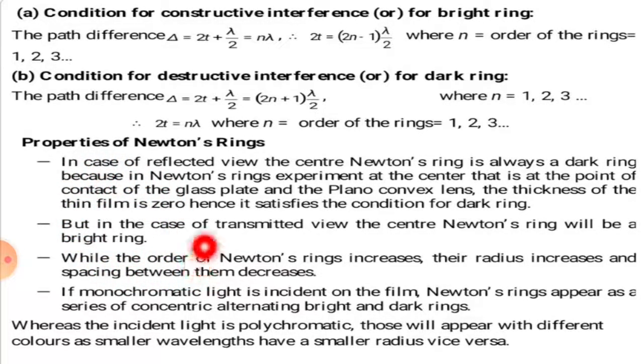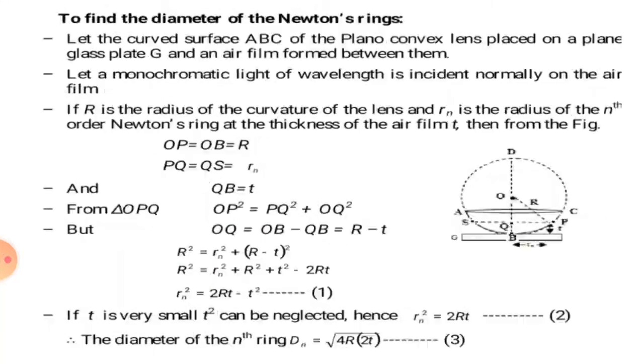Now we will find out the diameter of bright and dark rings. Next, to find the diameters of Newton's rings, let us assume a plano-convex lens is a part of a sphere. Here, R is the radius of curvature of the lens. Let us choose a point P at a distance r from B. At this point, the thickness of the film is t.